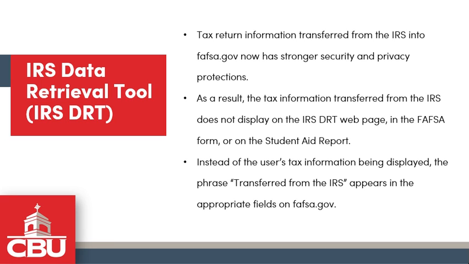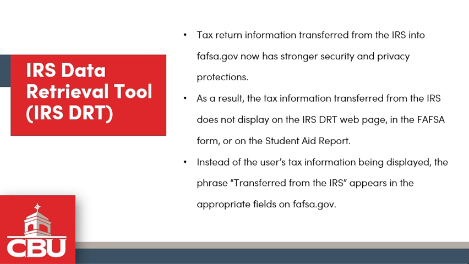There is the opportunity that exists for an IRS data retrieval tool, or what we call the IRS DRT. This allows the tax return information to be transferred directly from the IRS to FAFSA.gov and has stronger security and privacy protections. As a result, the tax information transferred from the IRS does not display on the web page for the FAFSA form or on the student aid report. Instead of the tax information, the phrase "transferred from the IRS" will appear in the appropriate fields on FAFSA.gov.